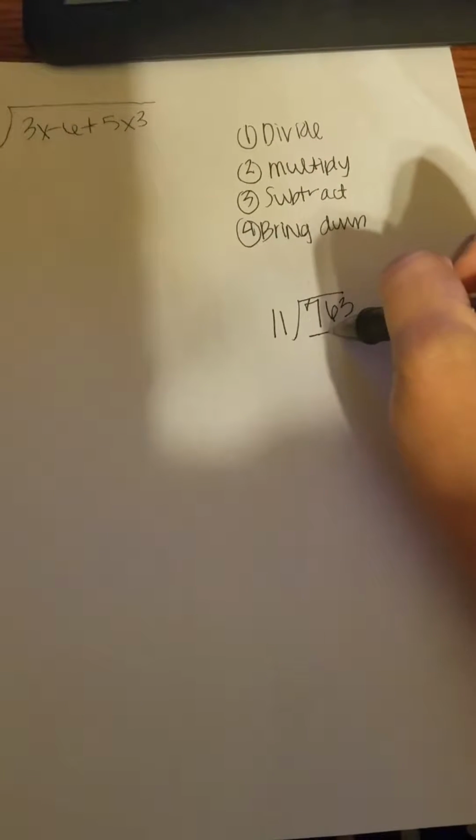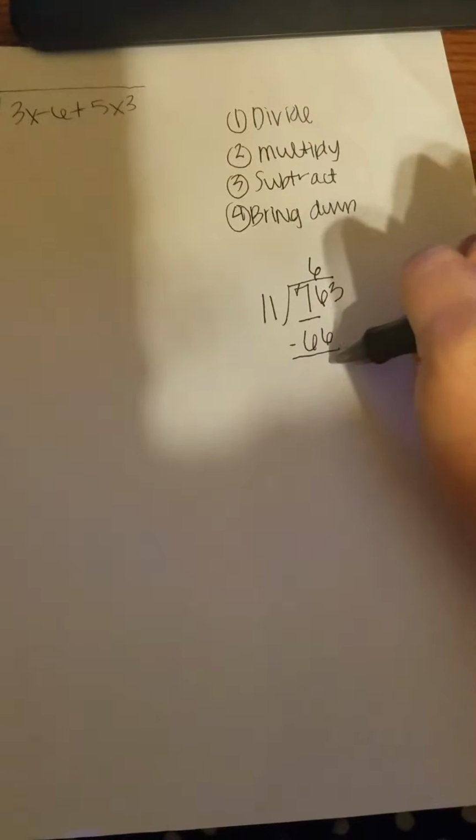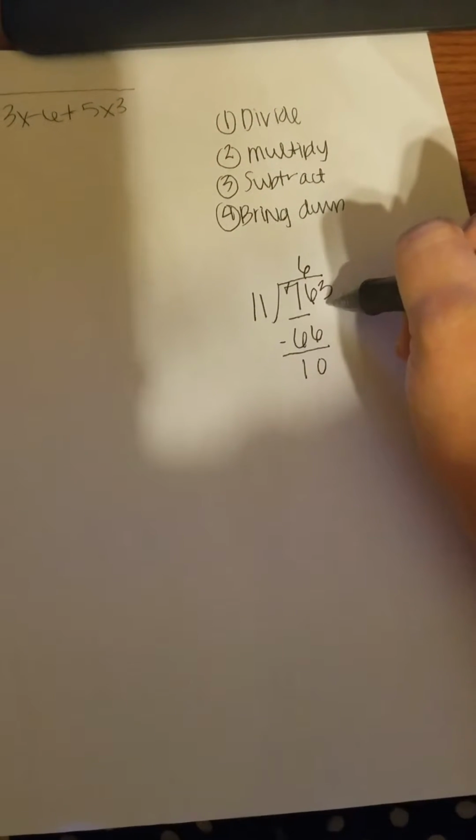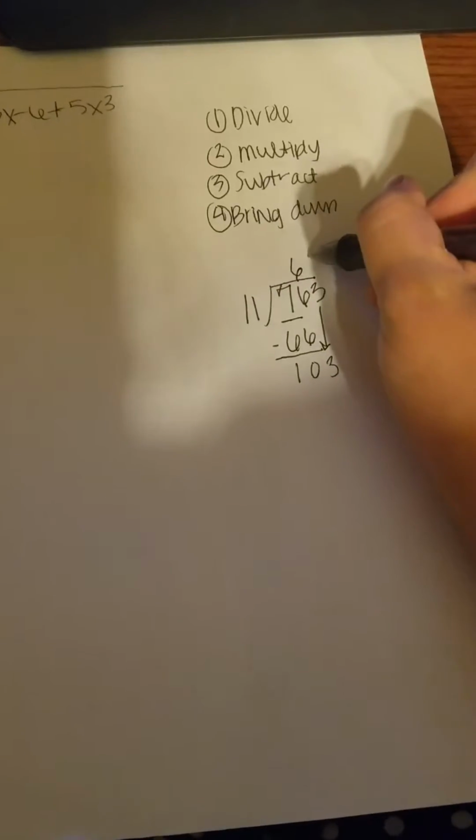763 divided by... I don't know, what do we want to do? 11. You would go, hey, does 11 go into 7? No, but 11 goes into 76 6 times without going over. That is 66. You would then subtract: 6 minus 6 is 0, 7 minus 6 is 1. Then you would bring down your 3. 11 goes into 103 9 times without going over, so it would be 99. You would subtract and you would have a remainder of 4.